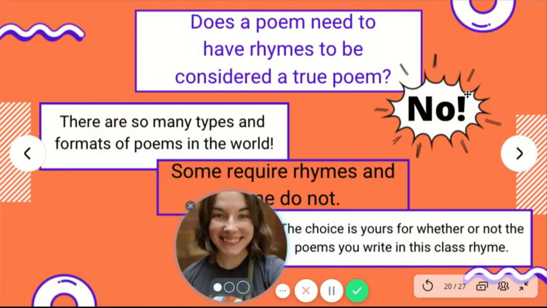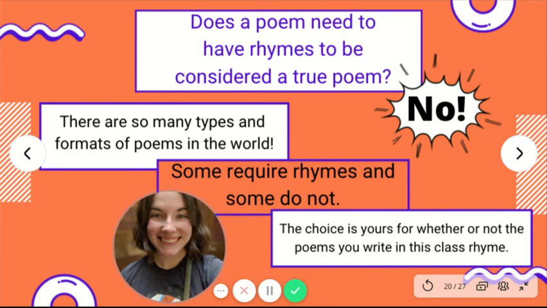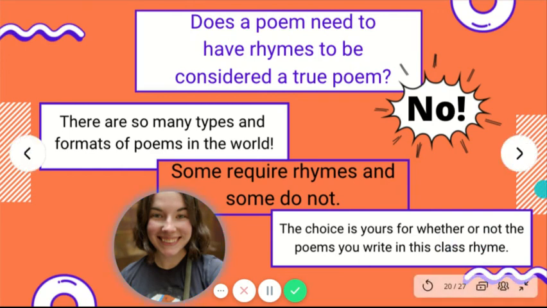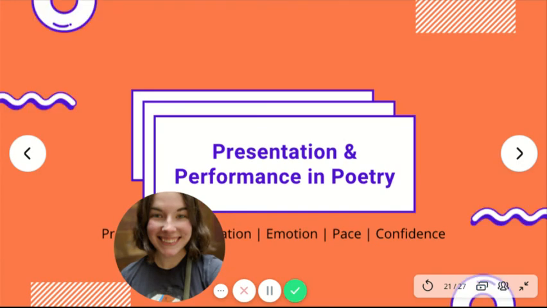Does a poem need to have rhymes to be considered a true poem? Absolutely not. There are so many different kinds and formats of poems in the world. Some require rhymes, some do not. It's totally up to the writer whether or not the poems that you write in this class rhyme. I'm never going to force you to rhyme or not rhyme in your poems.